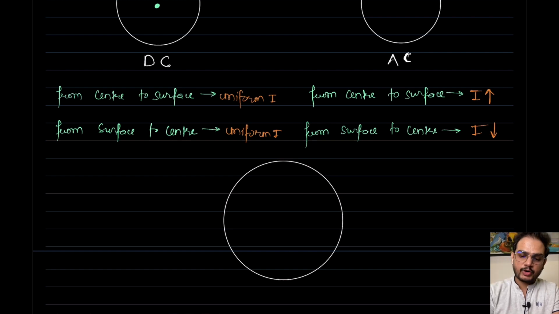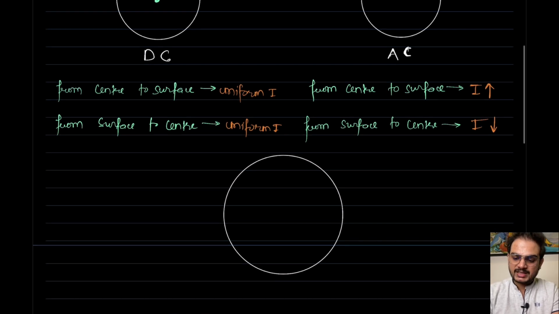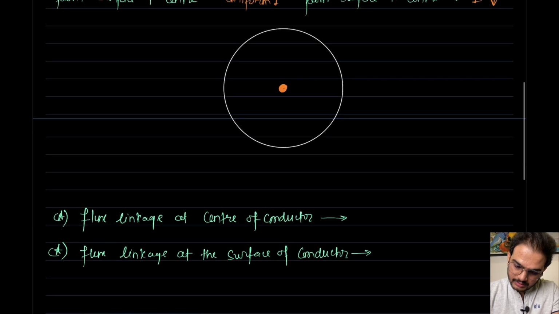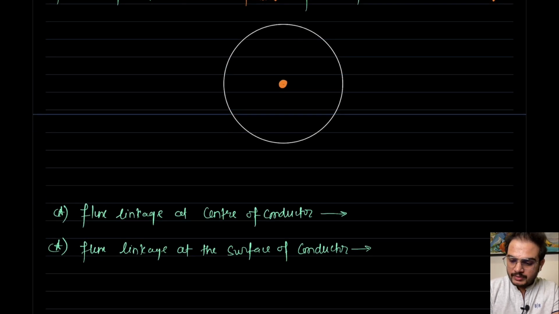Always remember, according to electromagnetic field theory, this is the center of the conductor. At the center, flux linkage is maximum. At the center of the conductor, maximum flux linkage.